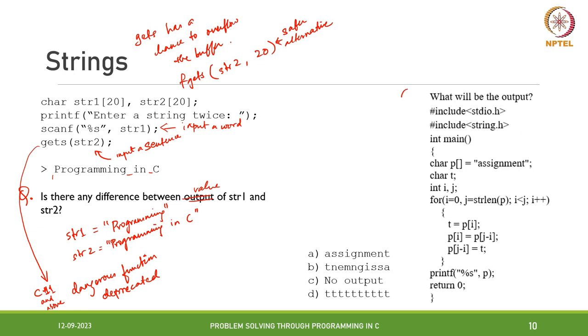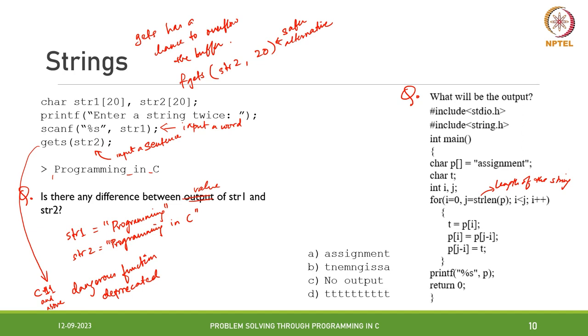Okay, so let's look at the last question for today. We have a string which is saving the word assignment, and then we have a character variable t and two integer variables i and j. We are running a for loop: i equals 0, j equals strlen. strlen is a library function defined in string.h. It returns the length of the string, of course without the null character.